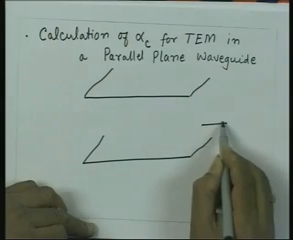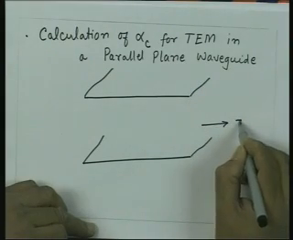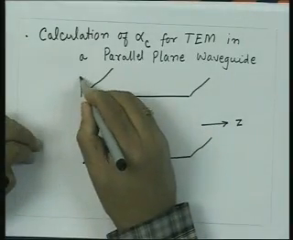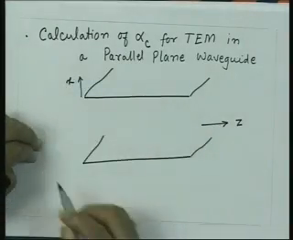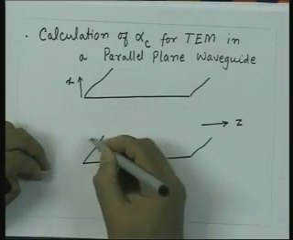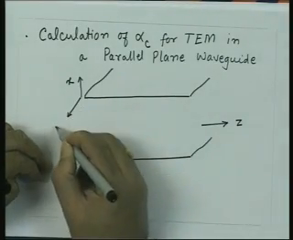and the wave is propagating in this direction, which is the z direction. This direction we have taken as the x direction, which is perpendicular to the planes of the waveguide, and the direction which is coming outwards, that is the y direction.